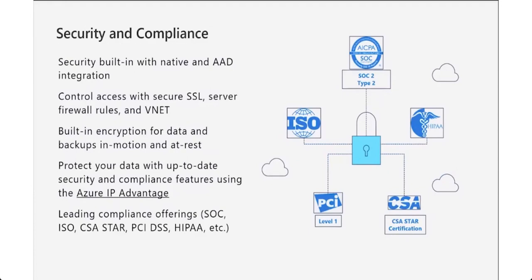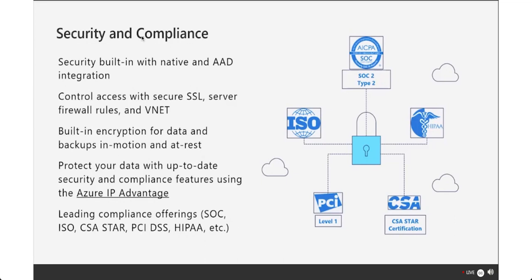When we think about security, protecting your innovation in the cloud, reducing risk, and innovating with confidence, operating with freedom in the cloud, Azure IP Advantage provides the industry's most comprehensive protections against IP risk. We do that by implementing access control using secure TLS, server firewall rules, and VNets, but also by implementing built-in encryption for data at rest and in motion, and for backups at rest. The Azure offering for MySQL follows the leading compliance offerings such as SOC and ISO compliance, and meets regulatory requirements such as HIPAA.